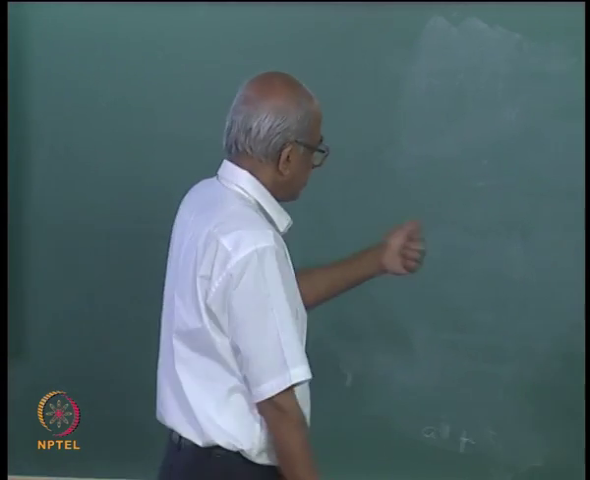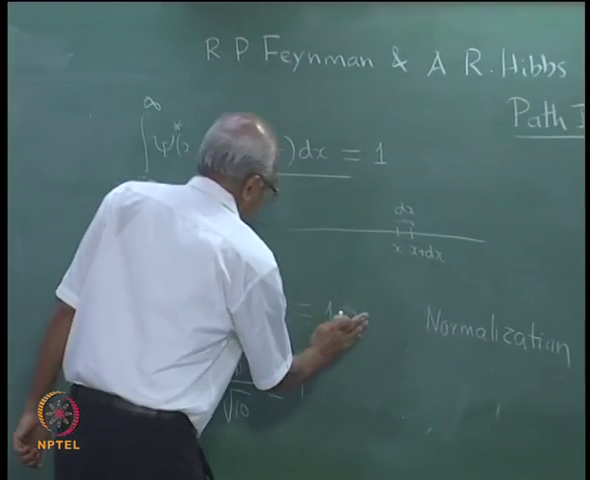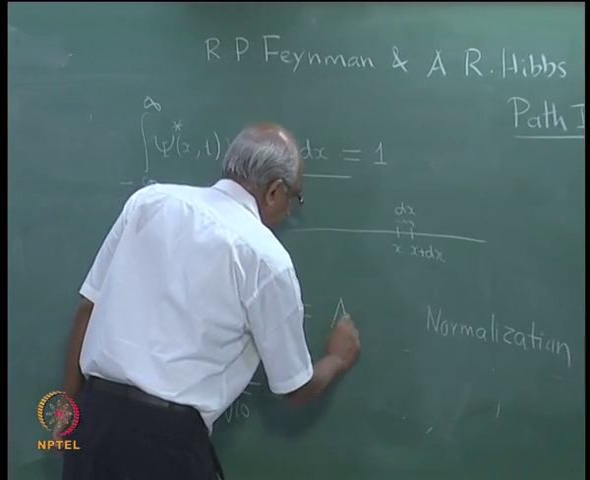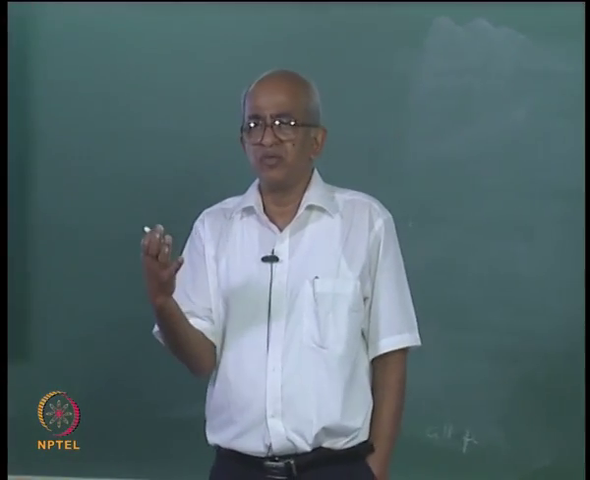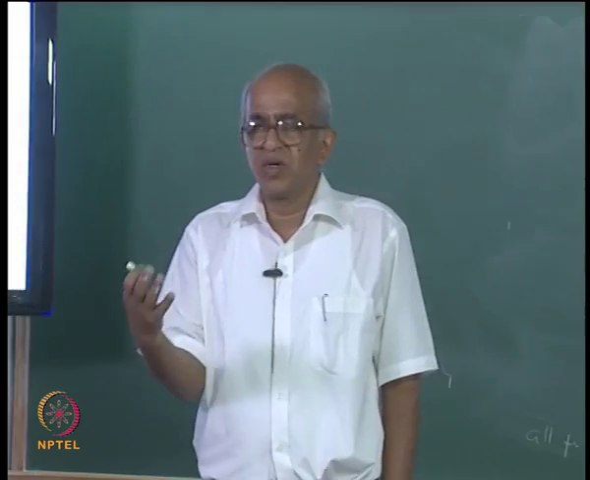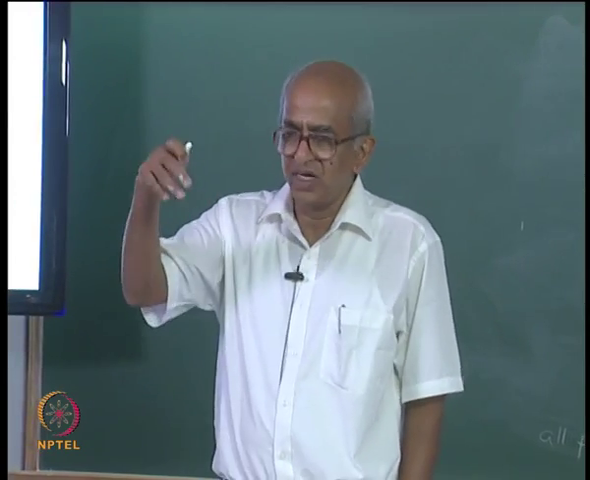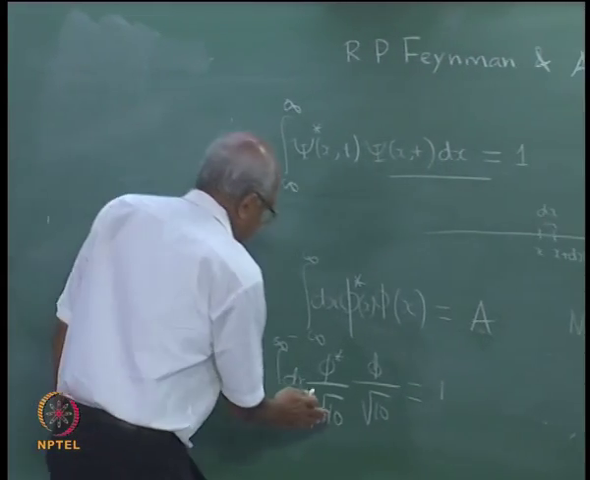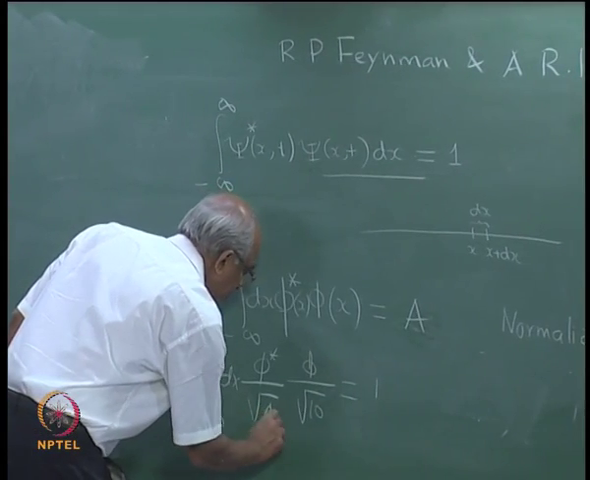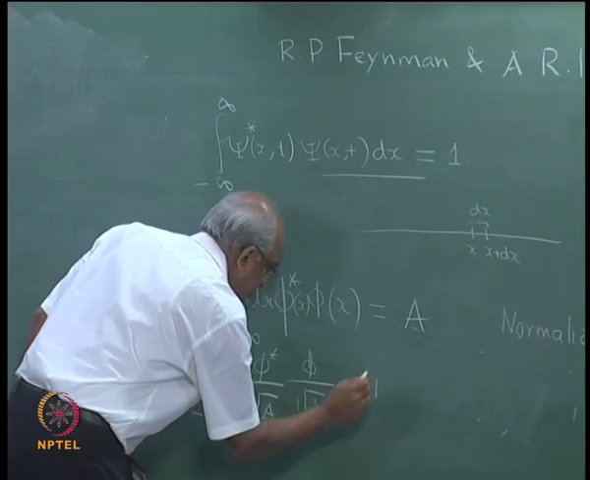So, suppose it is not 10, but it is equal to a constant which I denote as a, then what will you do? You will take phi and multiply it by 1 by square root of a, that is all that you need to do. Then the new function is normalized.